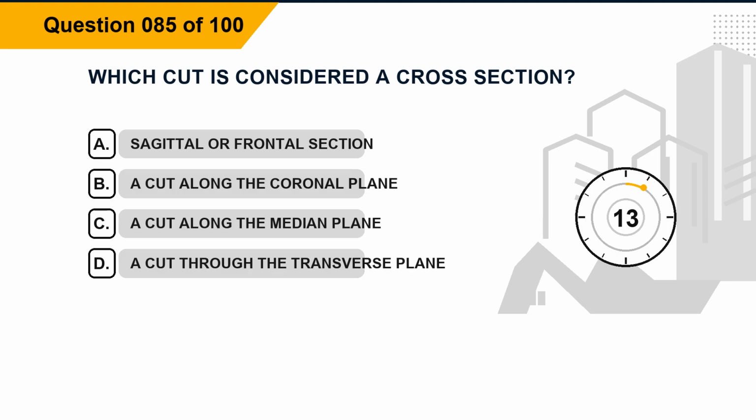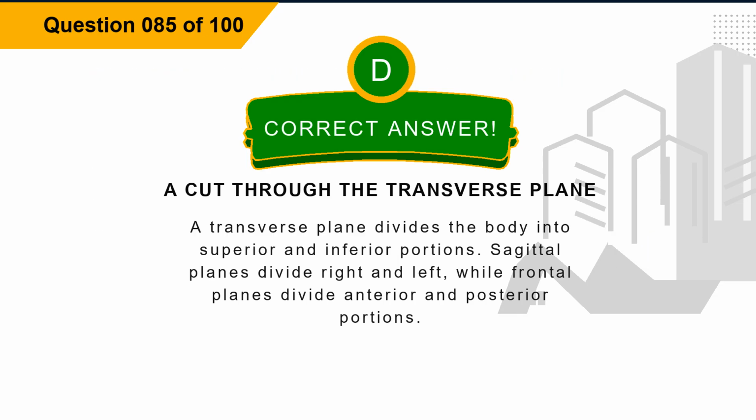Question 85. Which cut is considered a cross-section? Option A, sagittal or frontal section. Option B, a cut along the coronal plane. Option C, a cut along the median plane. Option D, a cut through the transverse plane. The correct answer is option D, a cut through the transverse plane. Explanation. A transverse plane divides the body into superior and inferior portions. Sagittal planes divide right and left, while frontal planes divide anterior and posterior portions.